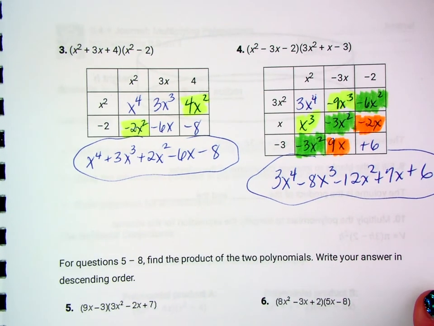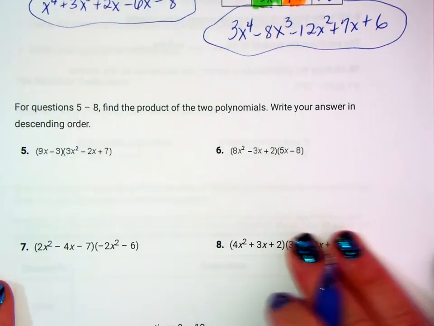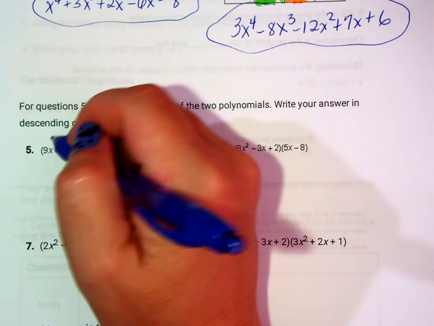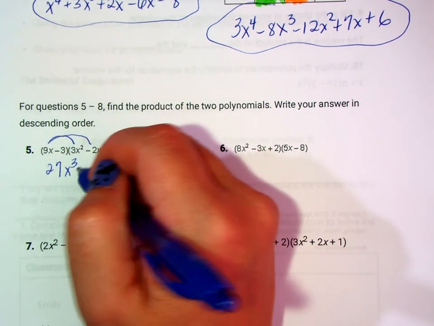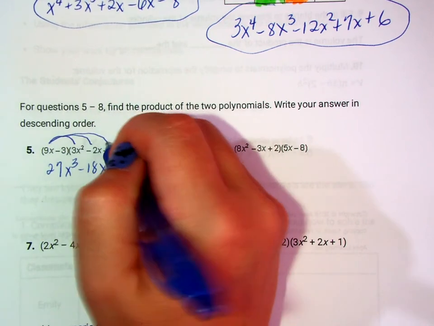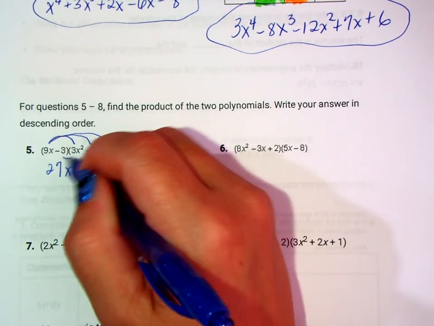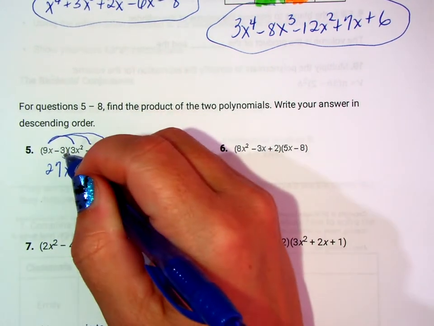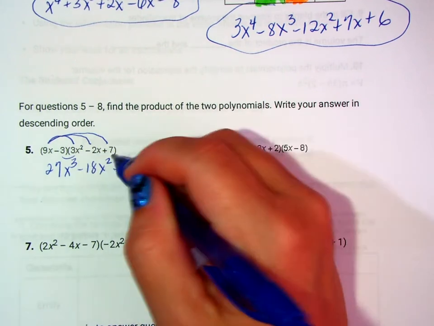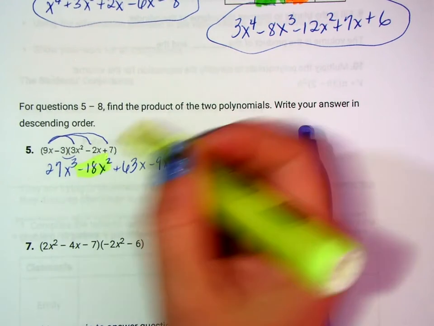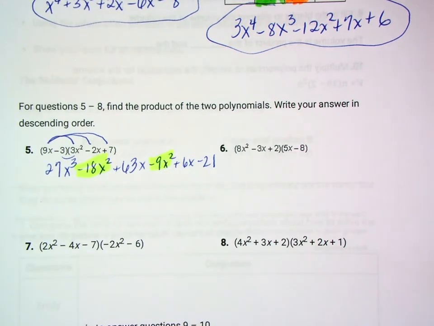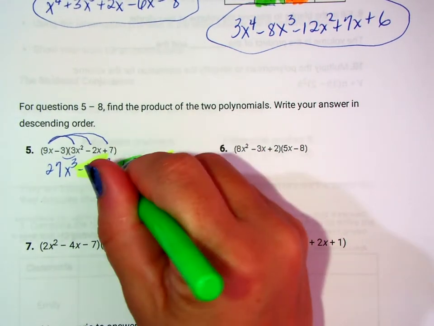All right, for the next ones, you get to choose how you'd like to do them. So you can do them by the box method, you can do them by the distribution method, whichever method you feel most comfortable with. So I'm just going to go ahead and write them in distribution method. And then we combine like terms. These x squareds go with these x squareds. And these x's go with these x's.